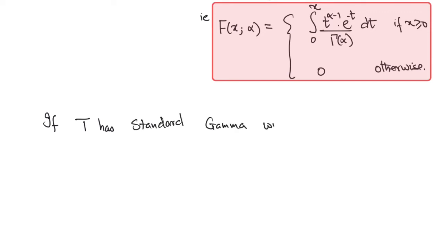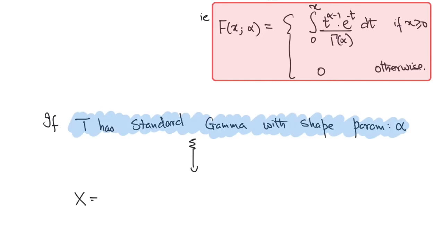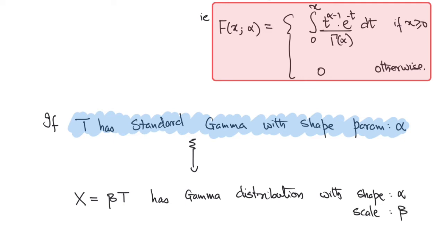Finally, note that if T has the standard gamma distribution with shape parameter alpha, then X equals beta times T has the gamma distribution with shape parameter alpha and scale parameter beta. This is in line with noting that the beta parameter is actually scaling the standard gamma distribution with shape parameter alpha to give us the random variable X with shape parameter alpha and scale parameter beta.